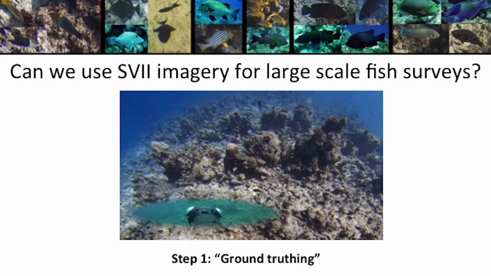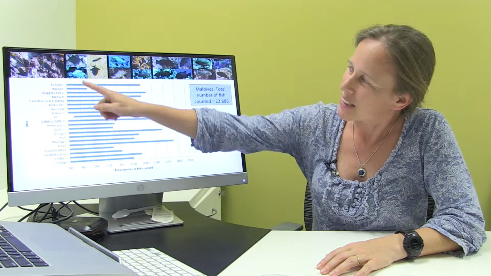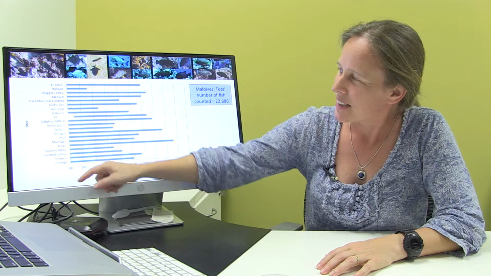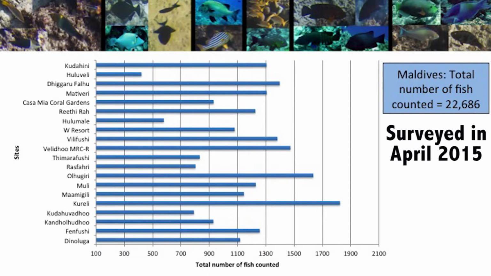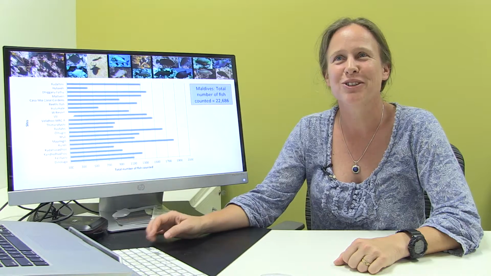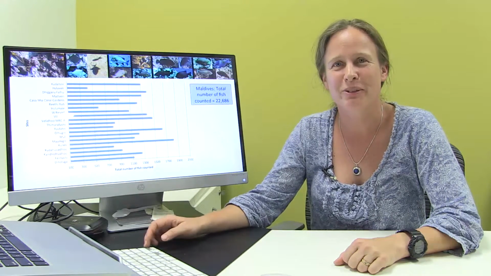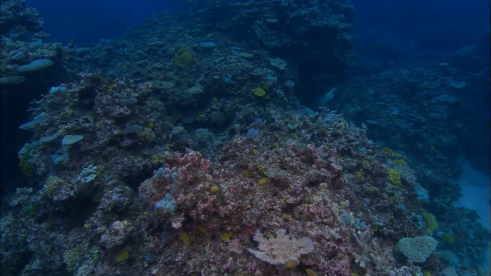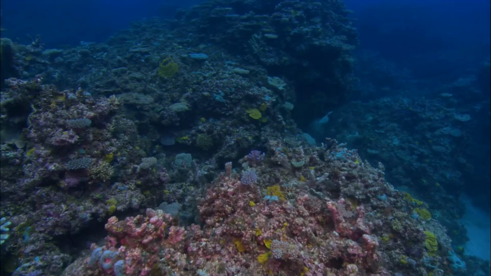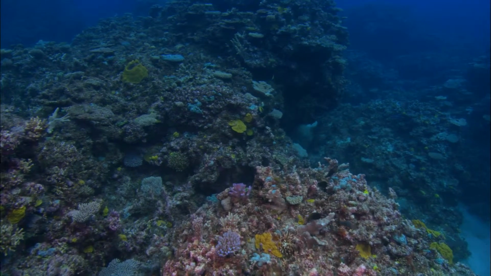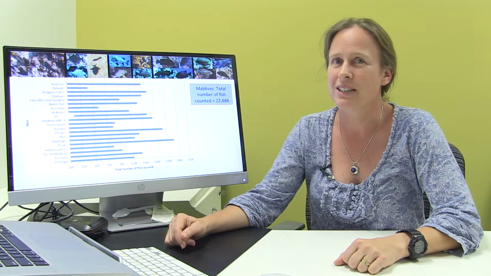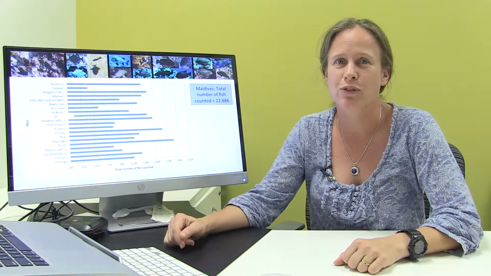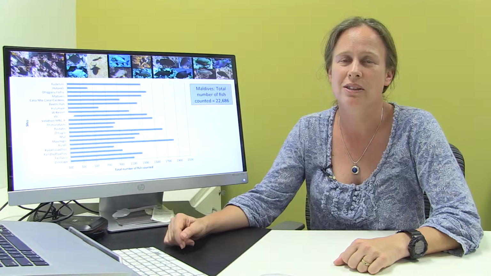Later, we can compare the results from our images to our scuba diving results for each site to see how well they correspond. We visited over 20 sites that you can see on the y-axis here, and we counted all of the fish that we saw along 3 50-meter transects at each site. It was a lot of work. We counted over 22,000 fish in 2 weeks of diving. So now we know what species of fish were present at each location and how abundant and big the fish were. It's important to have these data so that we can check that our results from the photos are accurate, or to see how the results between the two methods might differ.